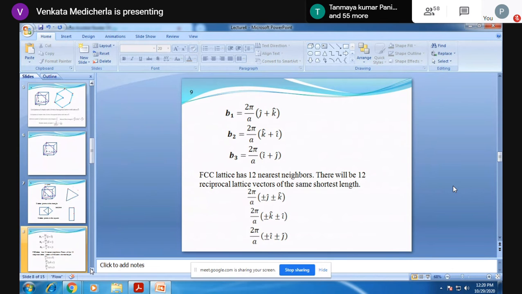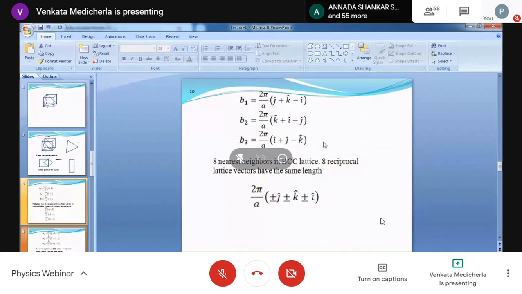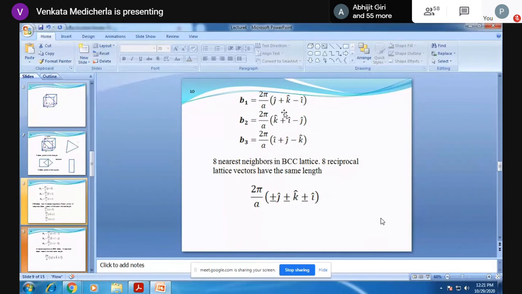That's the same thing you can do here also. If you start with the FCC lattice, then you will get the BCC reciprocal lattice. BCC reciprocal lattice vectors are like this: B1 is equal to 2π/a into (j plus k minus i), and so on. Now again the same thing you can do. All these vectors have the same magnitude, 2π/a into square root of 3. So B1, B2, B3 points are at the same distance from the origin.